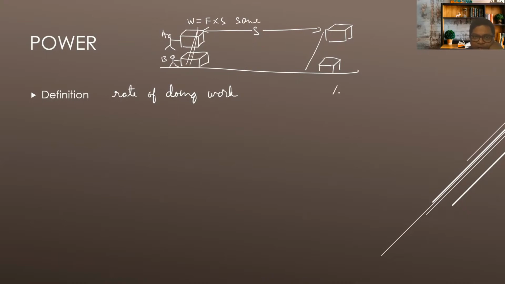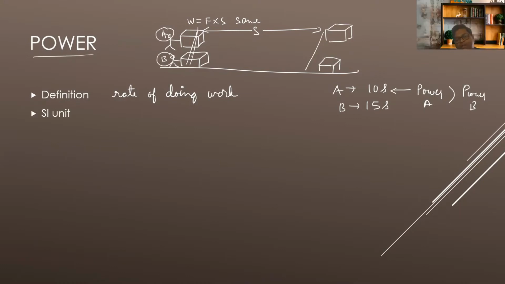But say, for example, A does the task in 10 seconds and B takes 15 seconds. We say that A has more power than B because the rate of doing work, how fast one does the work, is more for A than for B. So that is the meaning of this statement, rate of doing work. Power is defined as the rate of doing work.